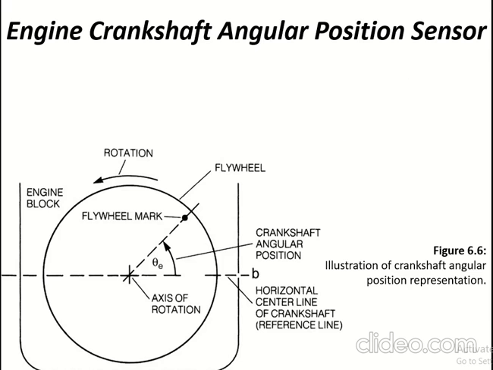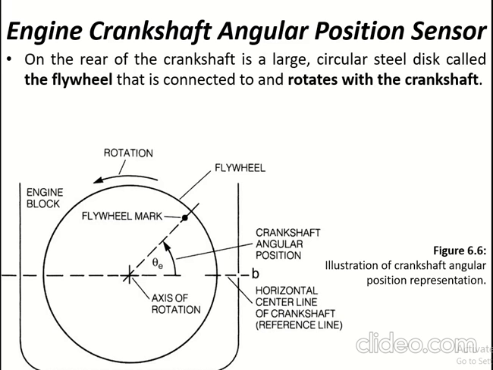Here we have a diagram which illustrates the crankshaft angular position representation. Here a flywheel is there, and on the flywheel we have considered a flywheel mark, and this mark makes a crankshaft angular position from the horizontal center line. This is also known as the reference line. This is the axis of rotation, and it shows that rotation is taking place in an anti-clockwise direction, and this is the complete engine block.